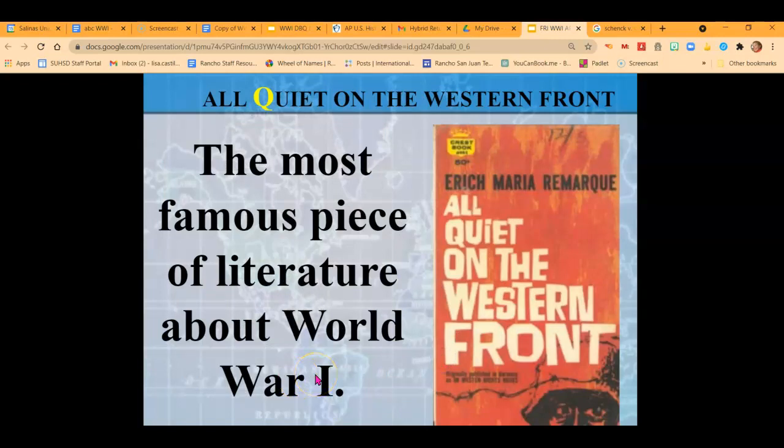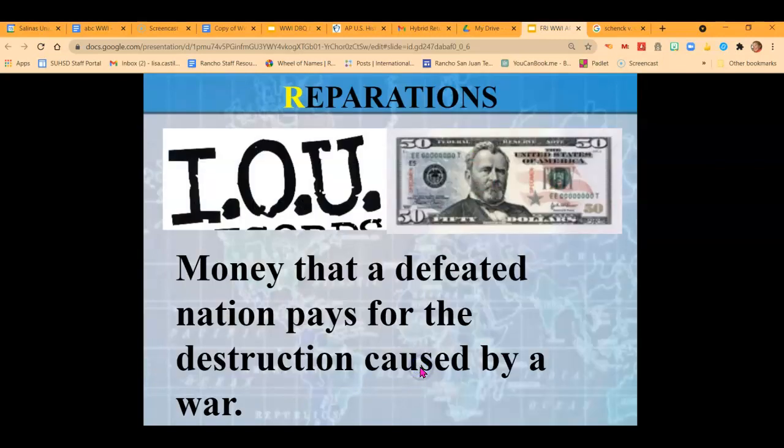Okay, Q. Ooh, Q is a hard one. I went searching in my brain and I came up with All Quiet on the Western Front. It was one of the most famous pieces of literature that came out about World War I, about the soldiers in World War I. Great book, extra credit if you want to read it. There's films on it now too.